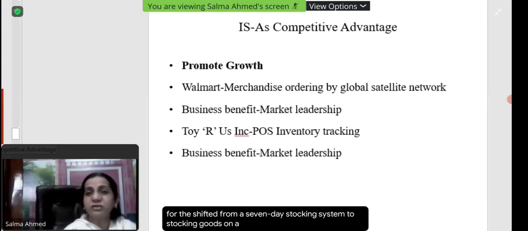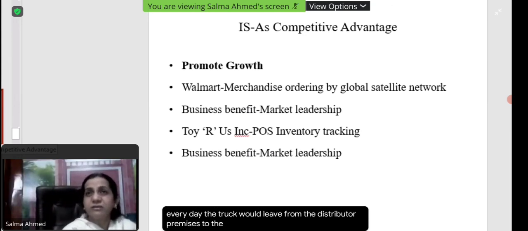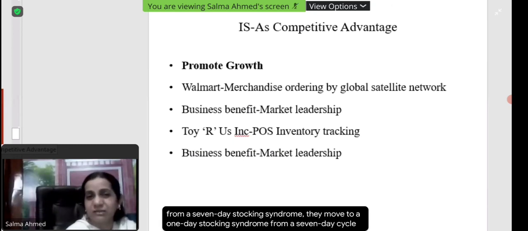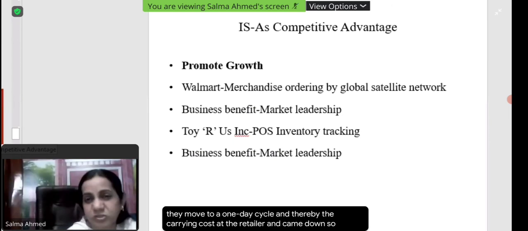So every day a truck, earlier on the seventh day a truck would leave. Now every day the truck would leave from the distributor premises to the retailer premises and stock goods. So from a 7 day stocking syndrome, they moved to a 1 day stocking syndrome. From a 7 day cycle, they moved to a 1 day cycle. And thereby, the carrying cost at the retailer end came down. So this is an innovation they brought about simply by using information technology.